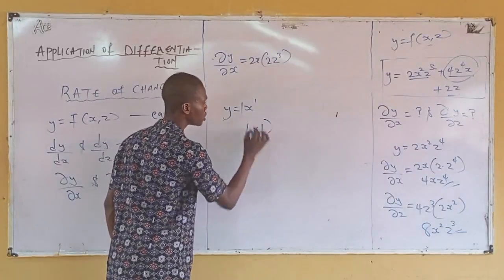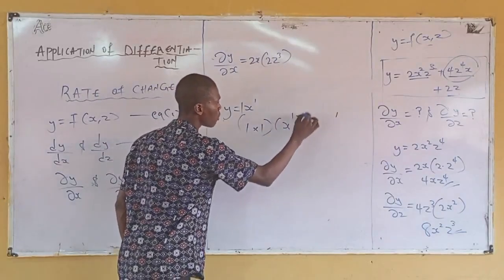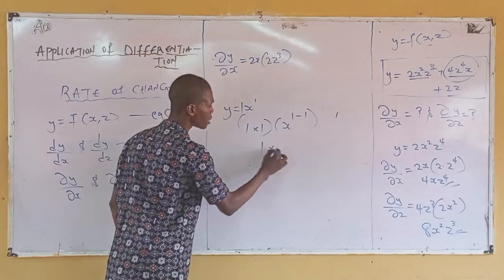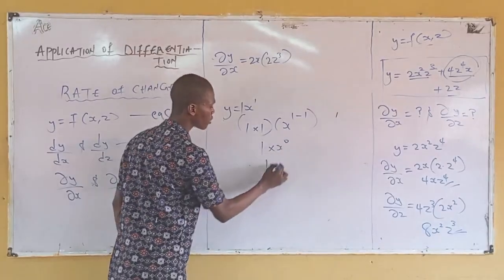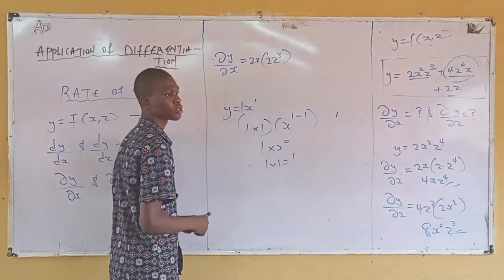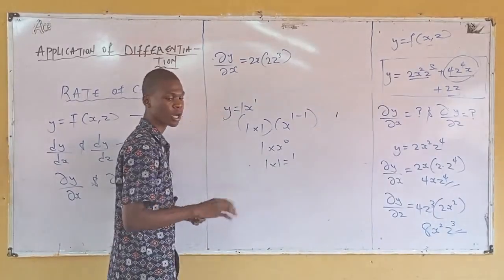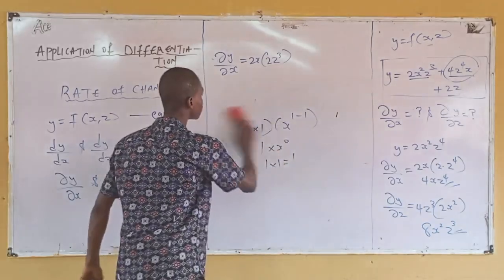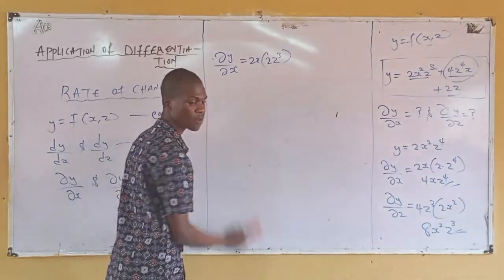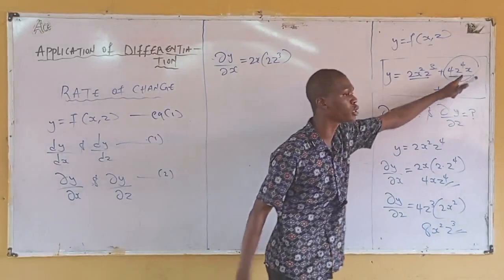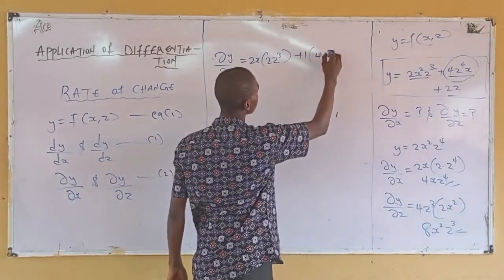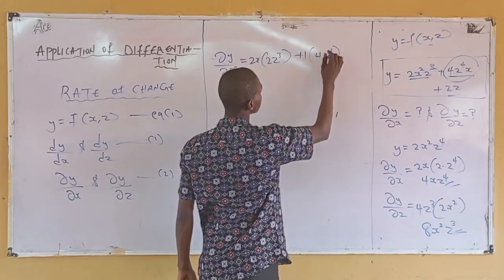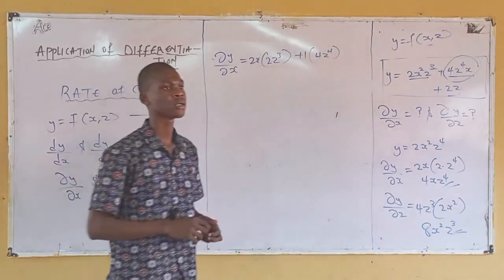1 times 1 all into brackets x raised to power 1 minus 1. This is 1 times x raised to power 0. Anything raised to power 0 is 1. 1 times 1 is 1. So don't be confused. Still the same idea. From here you've gotten the derivative with respect to x to be 1. That is plus 1 all into bracket 4z raised to power 4. Any question on that?